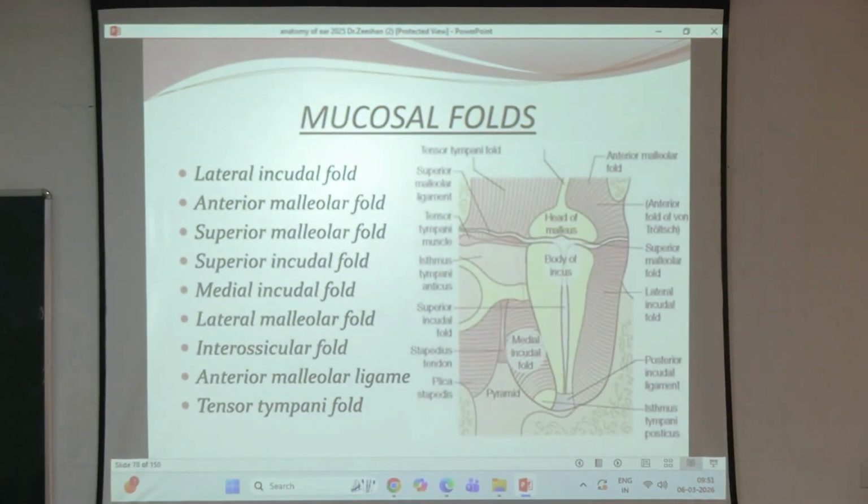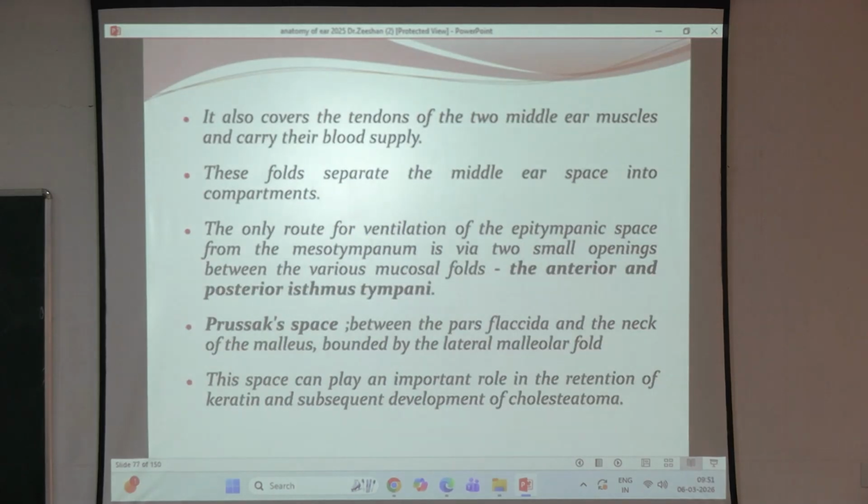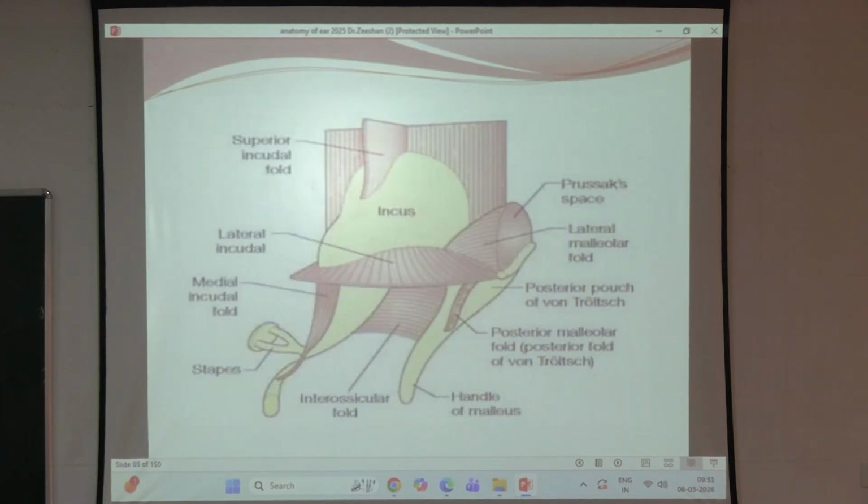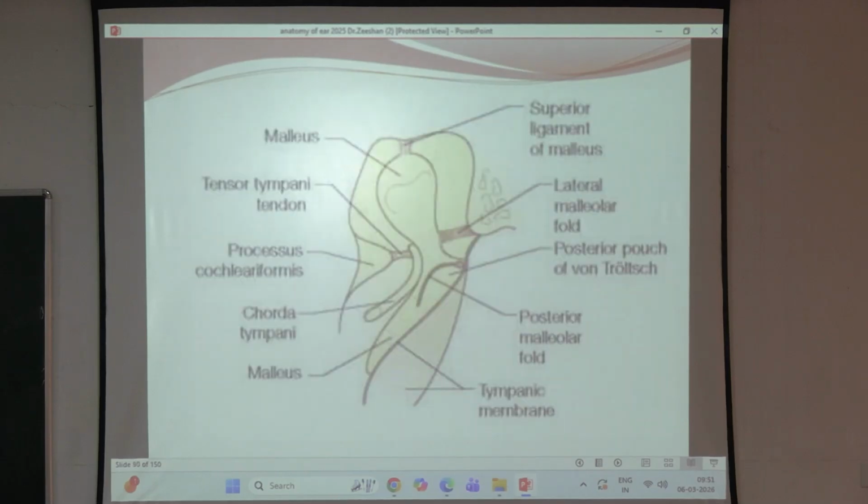The mucosa in the middle ear engulfs all the structure leading to compartmentalization of the middle ear. उसमें दो important opening है जिसको isthmus, anterior posterior isthmus बोला जाता है. Those are the areas through which the epitympanic space get its aeration. अगर किसी वजह से ये दोनों openings block हो जाती हैं तो एपिटिम्पैनिक स्पेस में एरेशन रुक जाएगा, जिससे डिजीज प्रोसेस कैन अकर. ठीक. These are all the names of the mucosal folds, not important in your case.